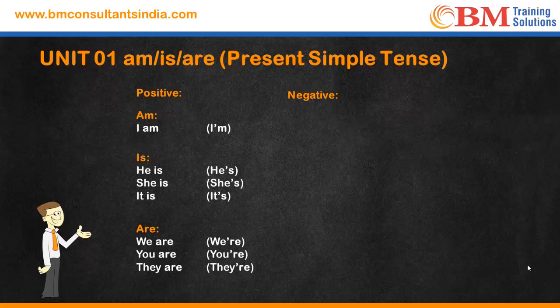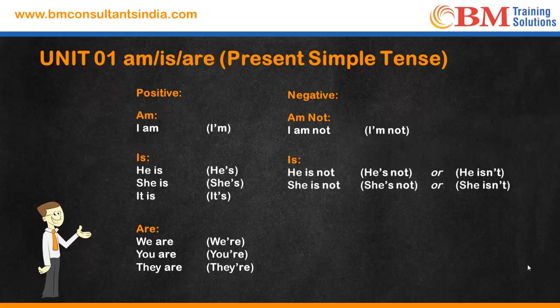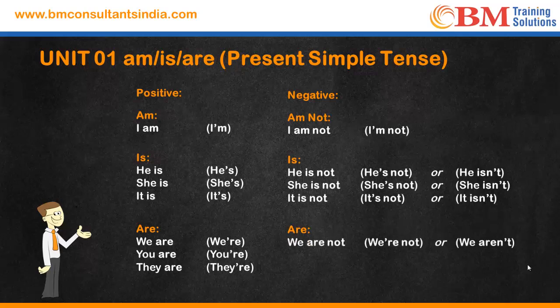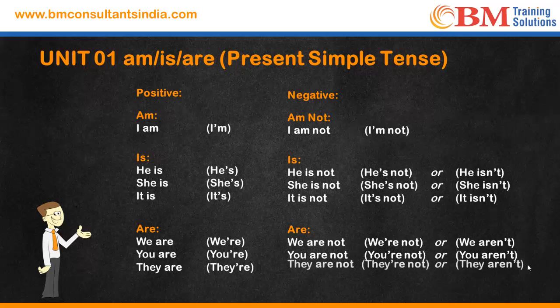Let's look at how am, is, are is used in a negative sentence. Am in positive becomes am not in negative. With I, we use I am not. Is, the negative is is not. He is not. She is not. And it is not. Let's understand how are is used in a negative form. Are not. We are not. You are not. And they are not.